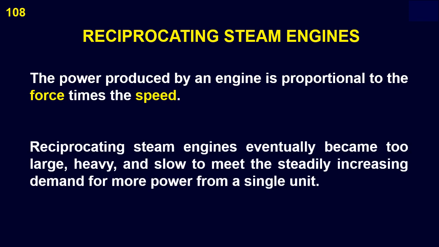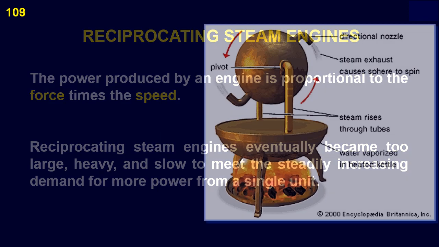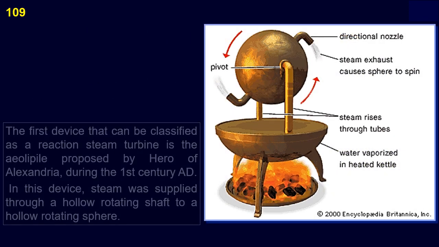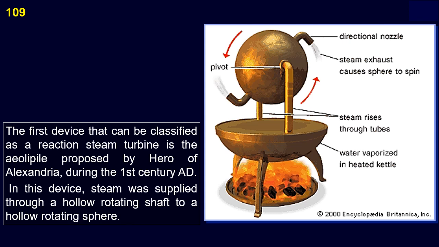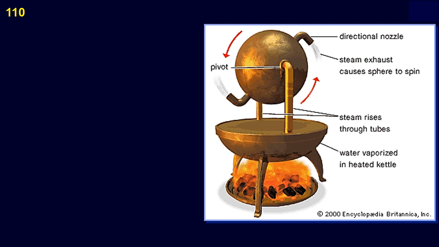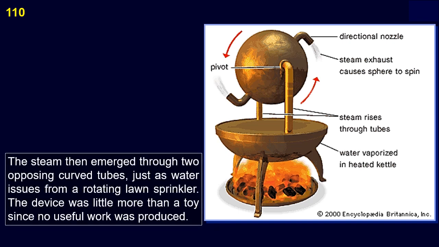Reciprocating steam engines eventually became too large, heavy, and slow to meet the steadily increasing demand for more power from a single unit. The first device that can be classified as a reaction steam turbine is the aeolipile proposed by Heron of Alexandria during the 1st century AD. In this device, steam was supplied through a hollow rotating shaft to a hollow rotating sphere. The steam then emerged through two opposing curved tubes, just as water issues from a rotating lawn sprinkler. The device was little more than a toy, since no useful work was produced.